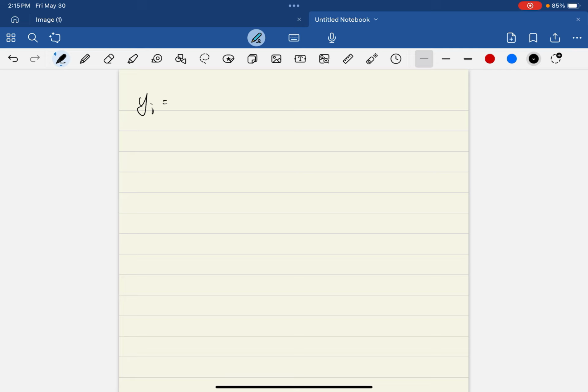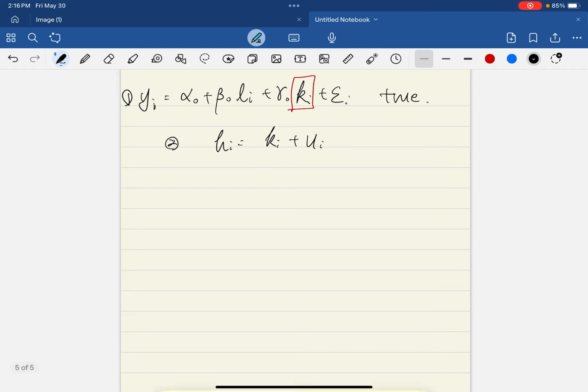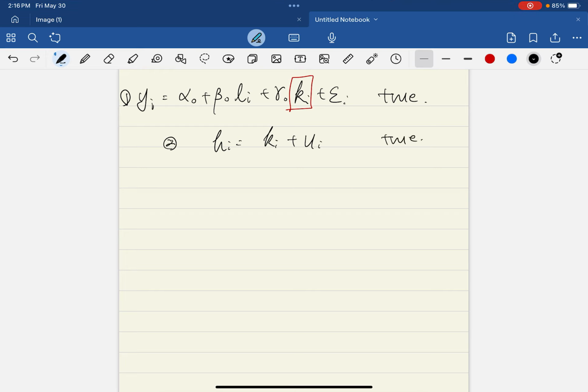We have y_i equals alpha 0 plus beta 0 l_i plus gamma 0 k_i plus epsilon_i. This is the true model, but as you know, k is not observed. That is the problem. So instead of k, we have h, which is k_i plus u_i, right? These two are the most fundamental equations of the model. All we have comes from these two true equations.